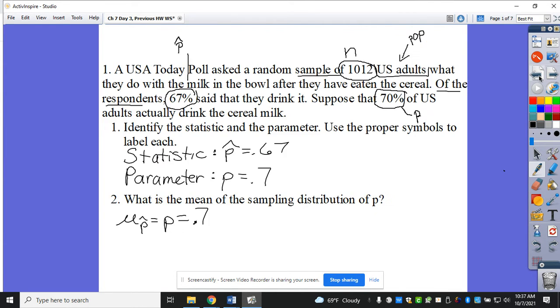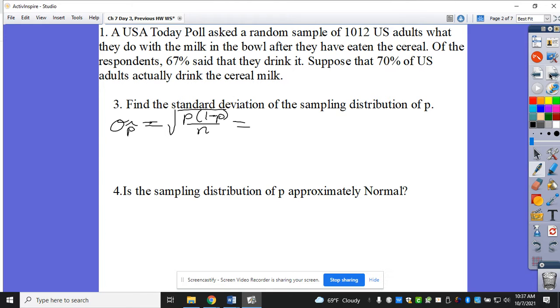This is why you need to differentiate. Which number do I not use in this equation? 0.67. I do not use that because that is not p, that is p-hat. So I'm doing 0.7 times 0.3 divided by 1,012, square root of that, and I get 0.0144. What actually also has to be there?